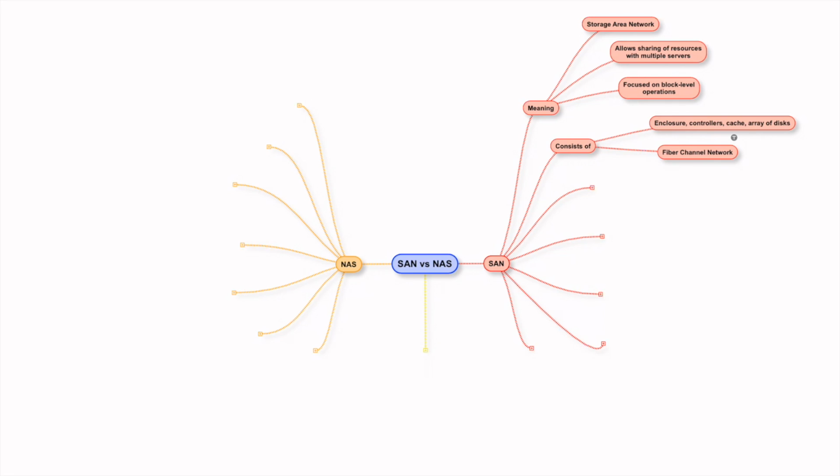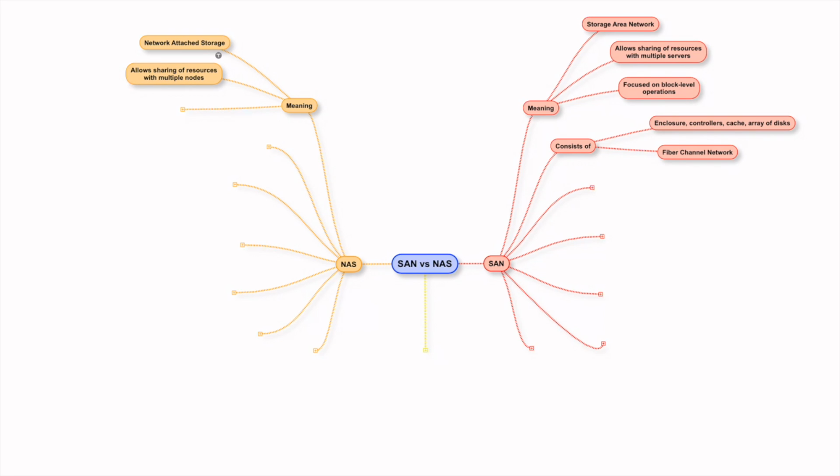Now let's come to the meaning of NAS, the definition of NAS. It stands for Network Attached Storage. It allows sharing of resources with multiple nodes.